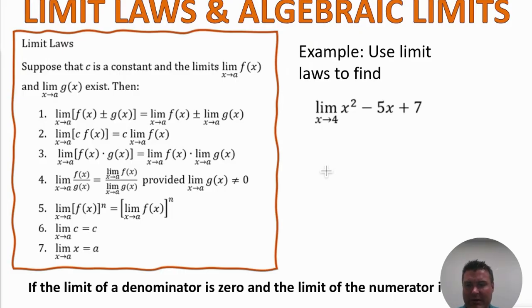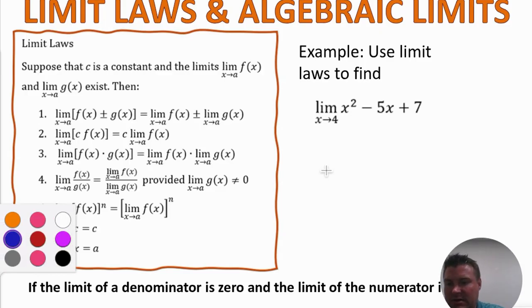Five is the power one. We can take the power on the function and put the entire limit to the power. Six is just that the limit of a constant is a constant. And seven is really our direct plug-in, which we're going to be getting to very shortly. So let's go ahead and get started on these notes.